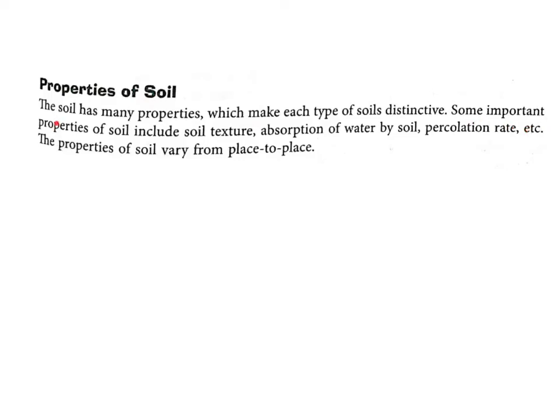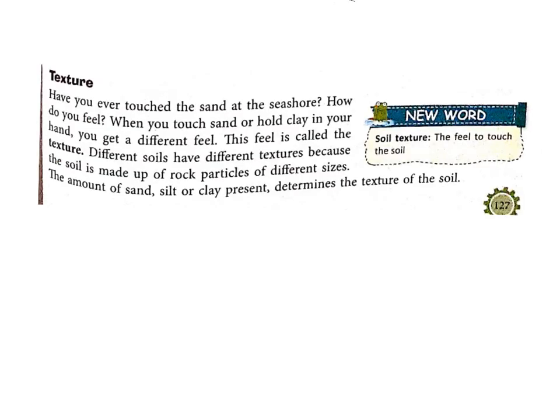Some important properties of soil include soil texture, that is the way it feels when you rub it between your finger, absorption of water by soil, and percolation rate, which we will study in the topic. The properties of soil vary from place to place. According to the biodiversity and environmental factors of a place, the properties of soil may vary from place to place. Children, the first property is texture.